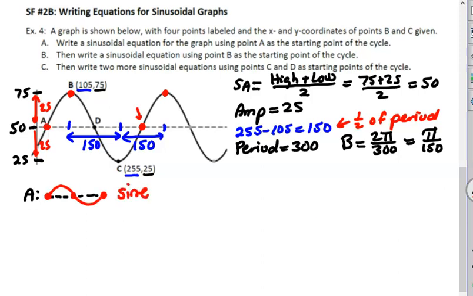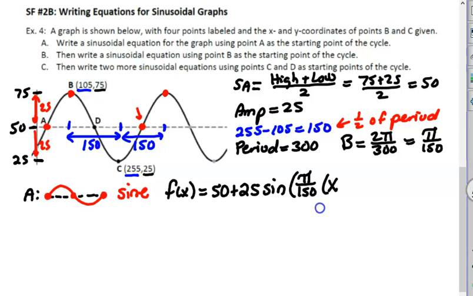So I'm going to write a sine equation. And I'm going to go ahead and write everything I know, and then we'll fill in the piece we don't know. So we know most of the equation already. We know the sinusoidal axis is 50 plus 25 for the amplitude, sine of pi over 150 times x plus or minus something. So that's the part we don't know yet. I'll leave the parentheses open. That's what I don't know, is the starting point.